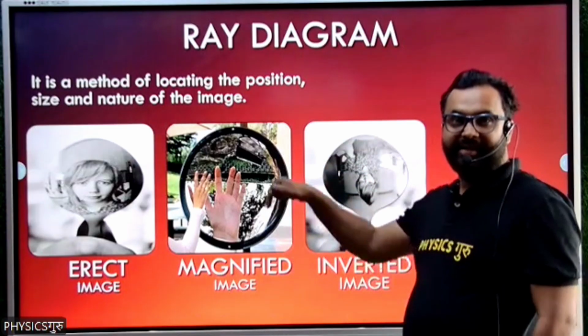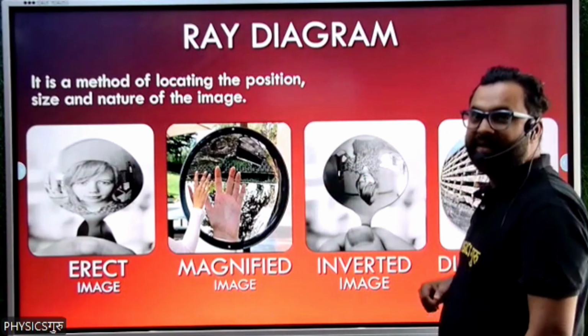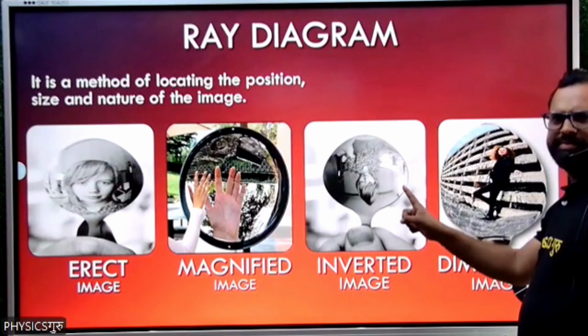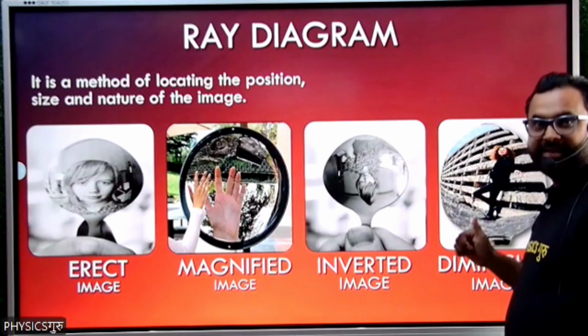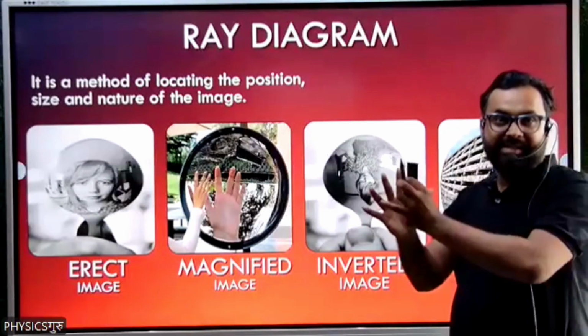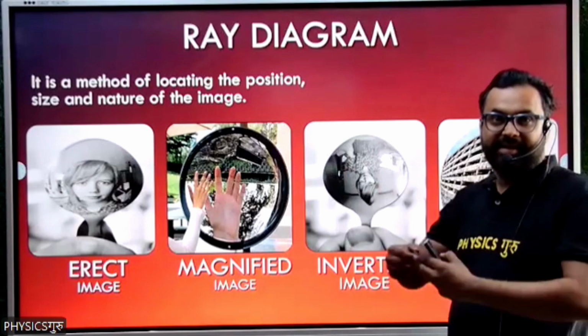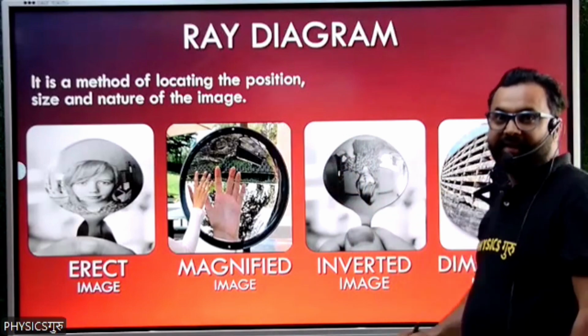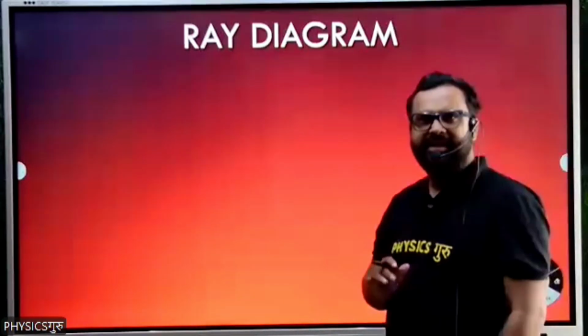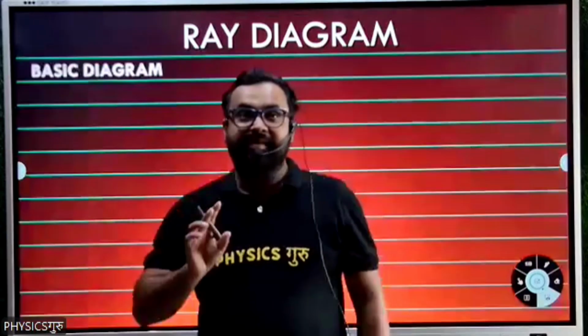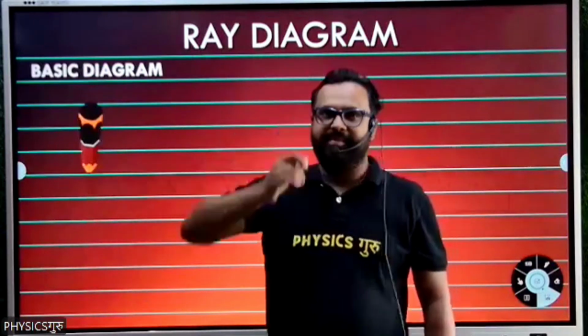This image is an inverted image, right? And this one is called a diminished image. Diminished means छोटा. Erect means सीधा. Magnified means enlarged. This is an inverted image, like this. And we have a diminished image, small one. Now basically we have three rules for ray diagram, right?